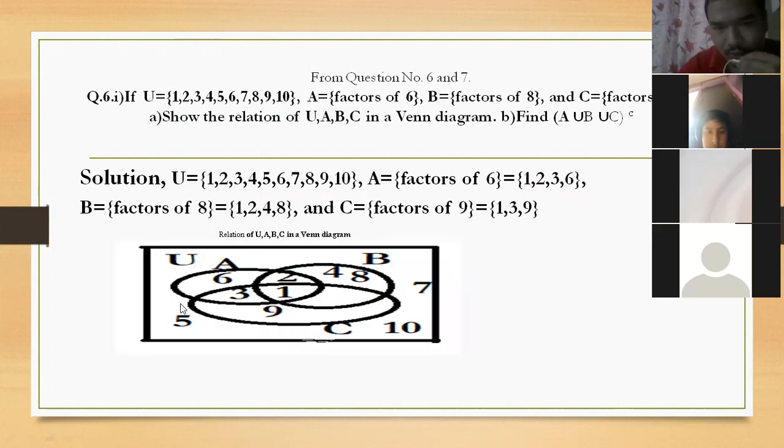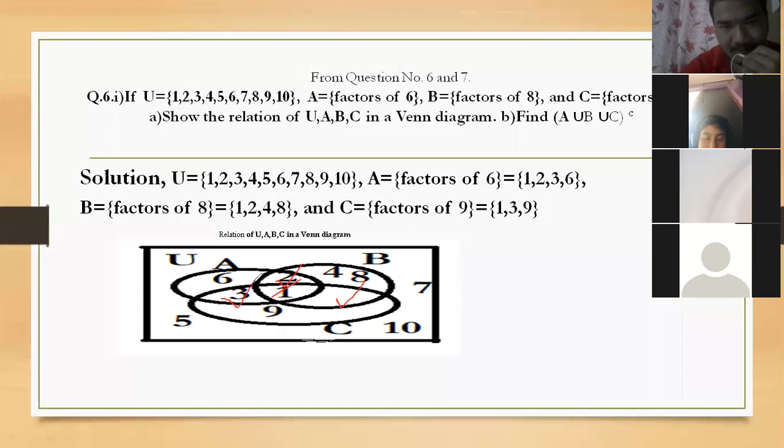And I told you how to show in previous class also. We have to start showing the relation of all these sets in Venn diagram. Starting from what? Starting from common elements of all the sets. We have to start from this one part, the common elements of all. What is the common of all? One. Then we have to start from common of A and B only. That is 2. Then common of B and C. There is no common. That's why there is nothing. And what is common of A and C?